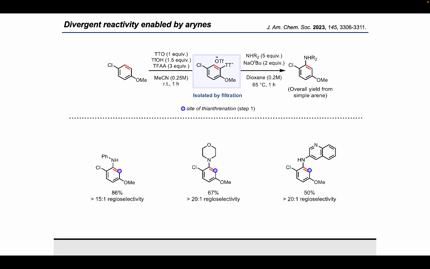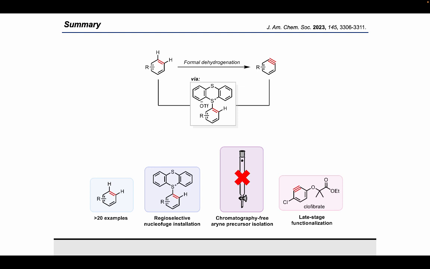To summarize, we have developed a formal dehydrogenation of simple arenes in 2 steps. By leveraging the high regioselectivity of aromatic sp2 C-H thianthrenation, we can produce an efficient arene precursor without the use of chromatography. This method is tolerant of various electrophilic and acidic functional groups, can be telescoped by employing a solvent swap after thianthrenation of the arene, and can even be used for late-stage functionalization.